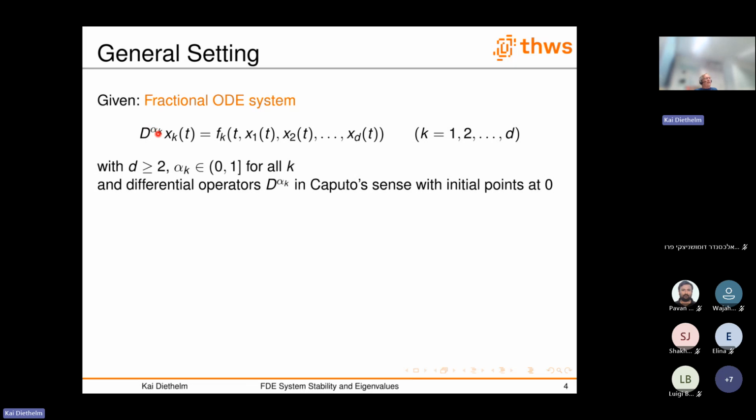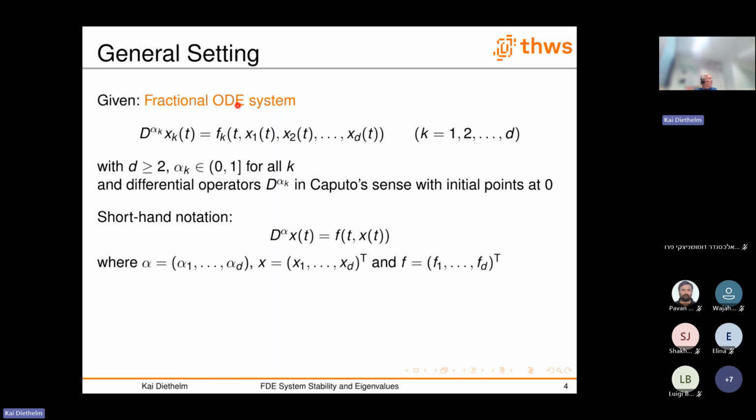So the k here is the index of the equation, and this equation relates the k-th component of the solution vector to the k-th component of the forcing function. All Caputo differential operators have the same initial point, 0. And as you can see from this notation here, the order may depend on k. That is the crucial point here in my talk.